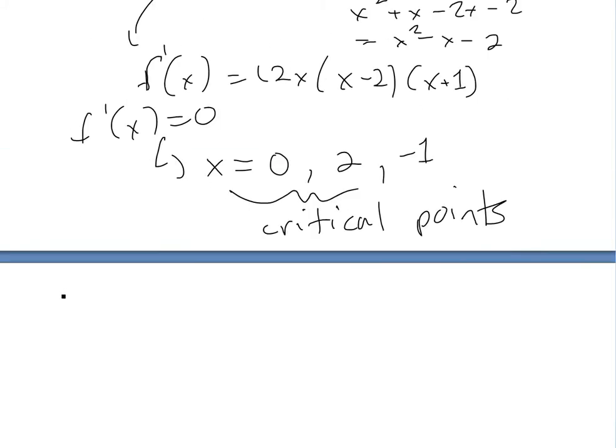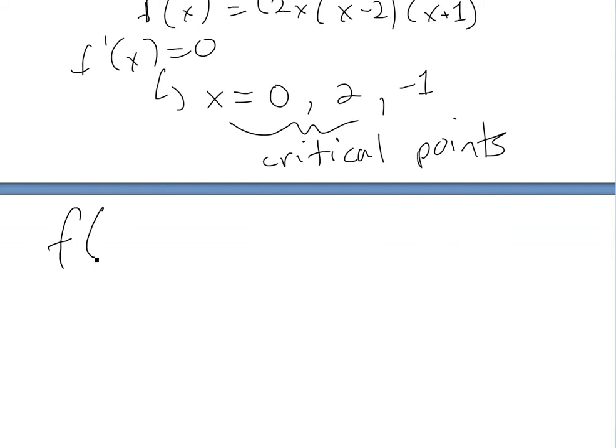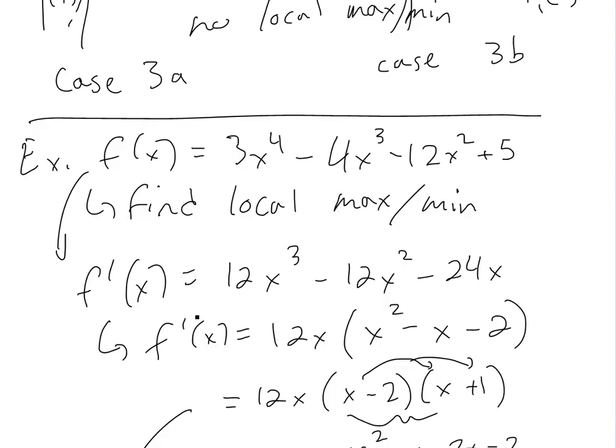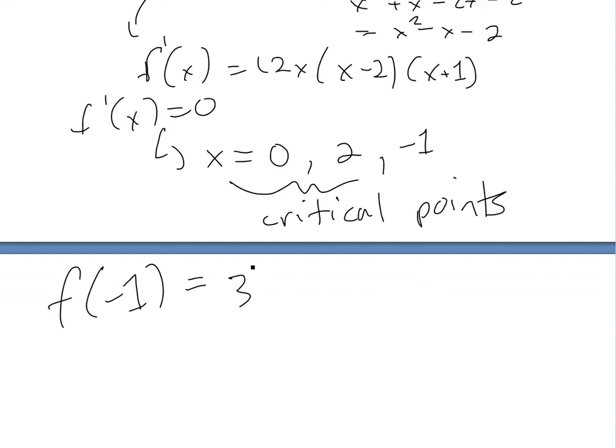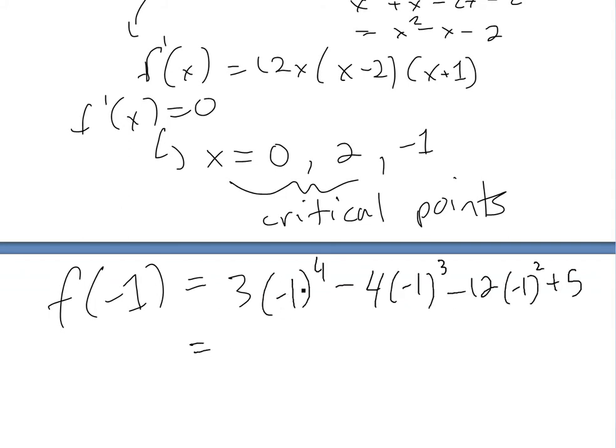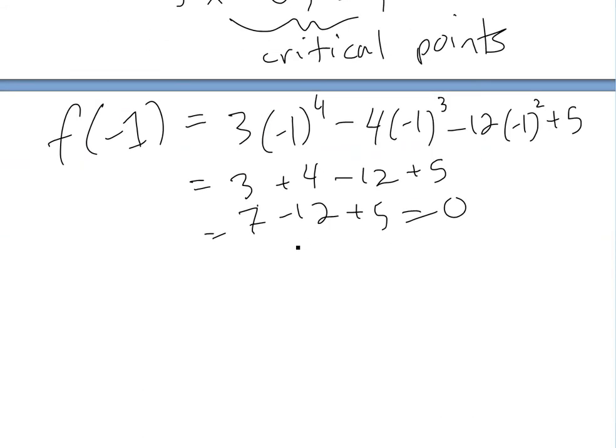First thing, let's find out what f of x is equal to. Let's go with f of -1 first. This would equal 3 times -1 to the 4 minus 4 times -1 cubed minus 12 times -1 squared plus 5. If you simplify this, it becomes a +1. This is -1 because it's cubed, and this is positive because it's squared. So this would be 3 plus 4, because negative times negative, minus 12 plus 5. This becomes 7 minus 12 plus 5. 7 plus 5 is 12, and 12 minus 12 is 0.